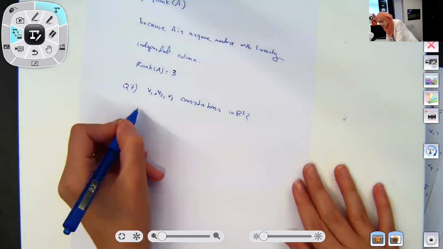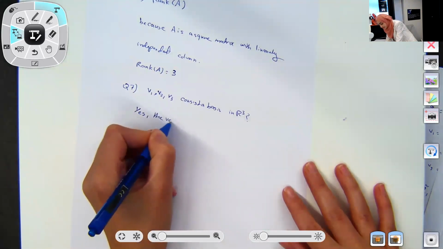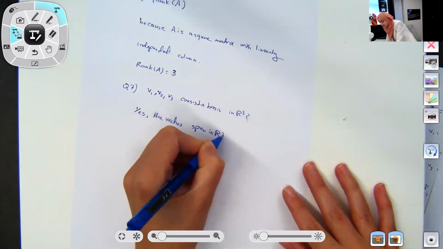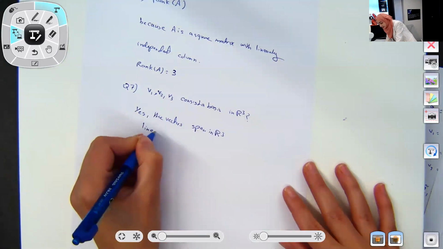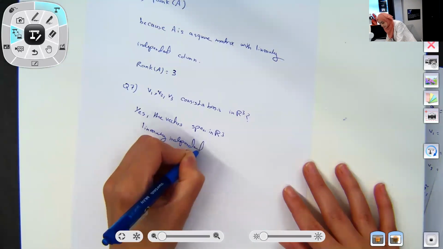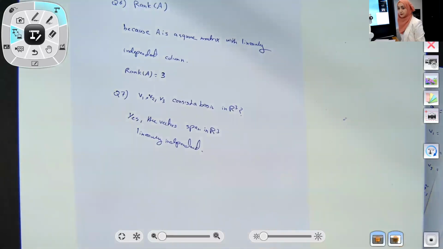So you just need to say yes. Why? Because the vectors span R3 and they are also linearly independent. Okay, so this is the answer of question 7. Is it clear for you? Is there any question?